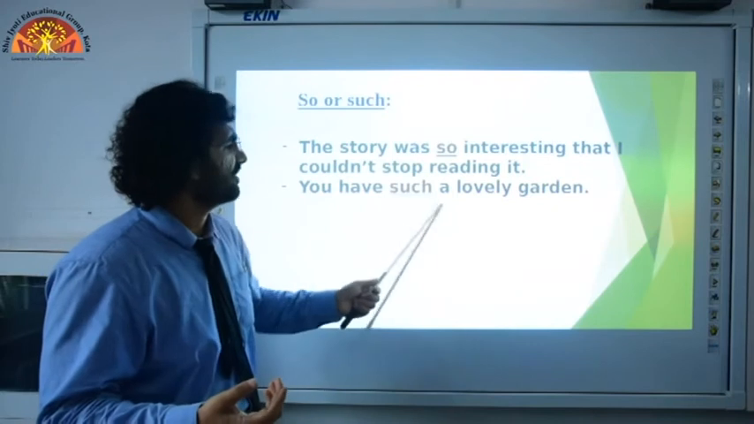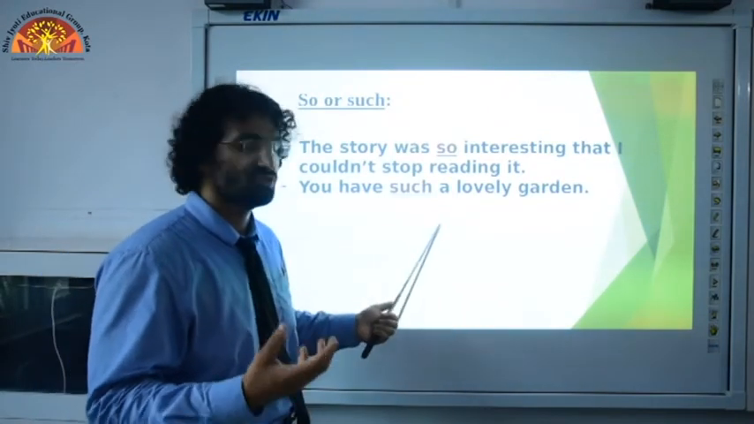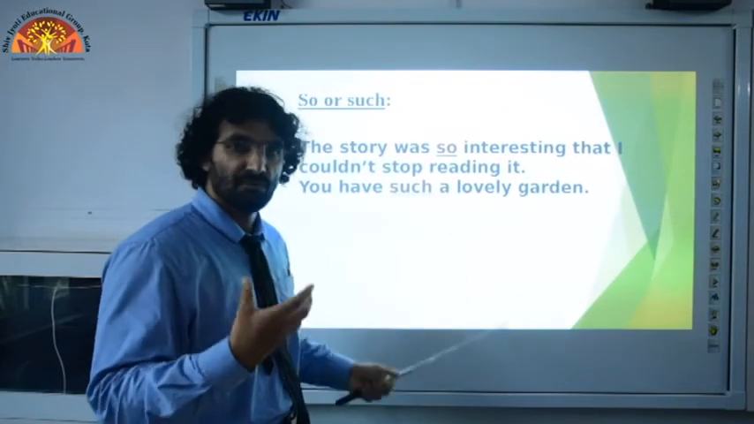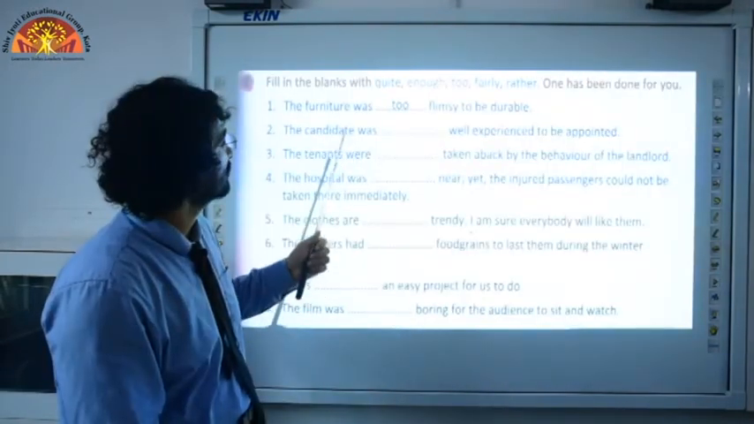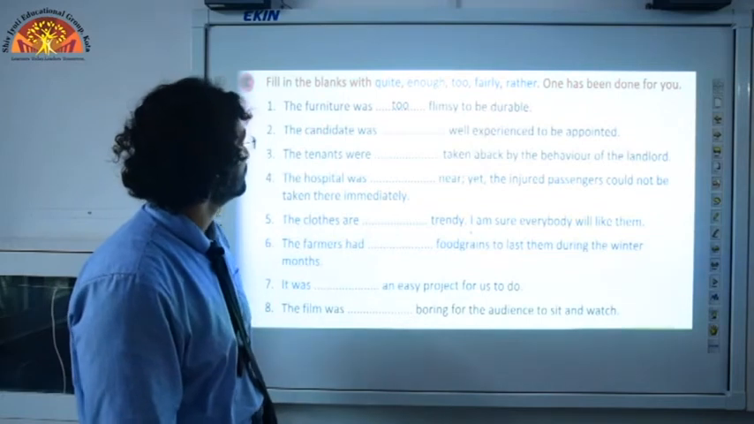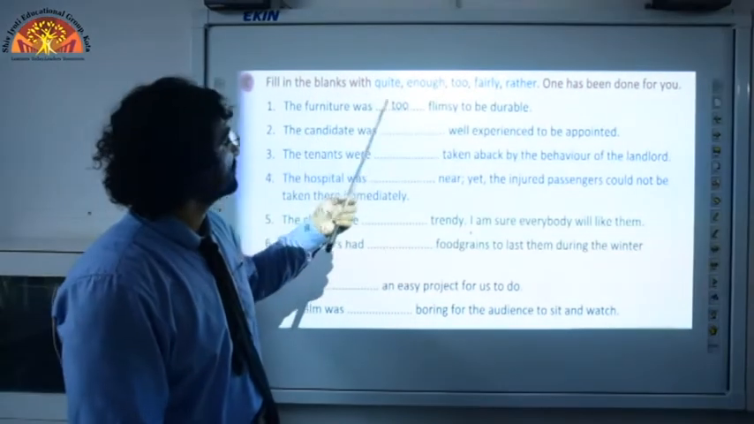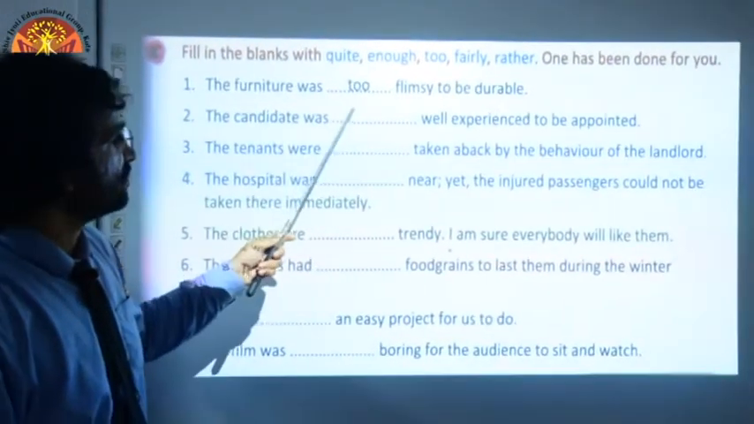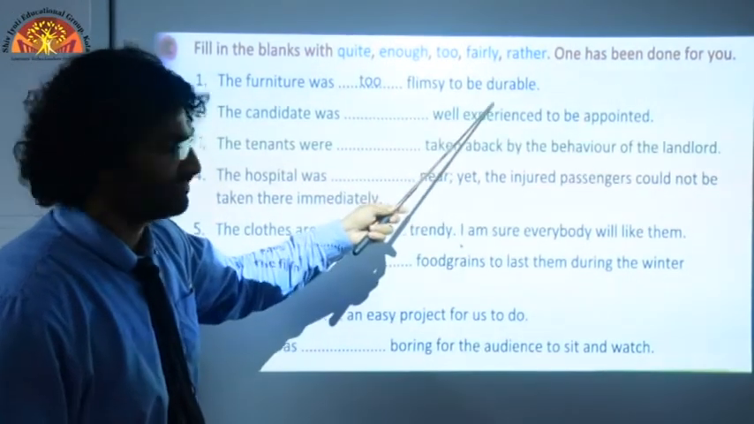You have such a lovely garden. Here we wish to say that your garden is very, very lovely. So both so and such are used for emphasizing. We are going to have a look at this exercise now. First, fill in the blanks with quite, enough, too, fairly, rather. One has been done for you. The furniture was too flimsy to be durable.